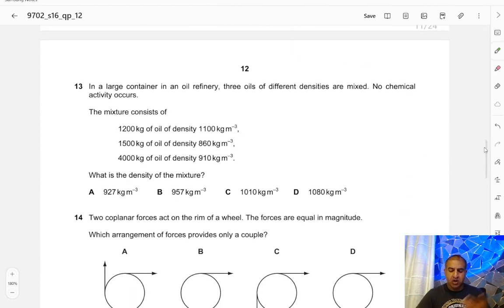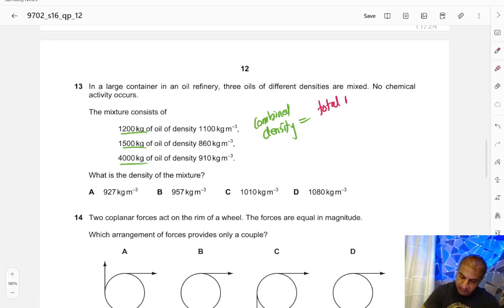In a large container in an oil refinery, 3 oils of different densities are mixed. No chemical activity occurs. The mixture consists of given masses of each oil, and the densities of all the oils are available. What is the density of the mixture? So the combined density should be equal to total mass per total volume. Okay, that means it's a very simple question.